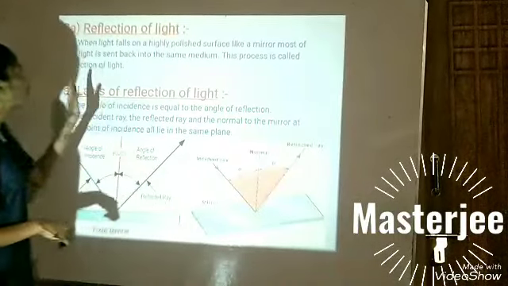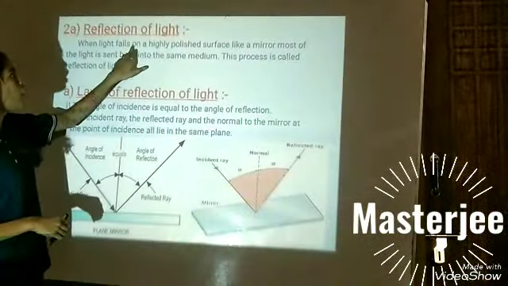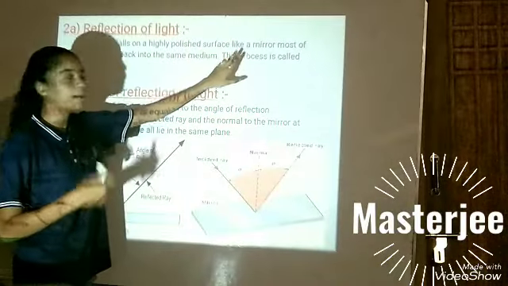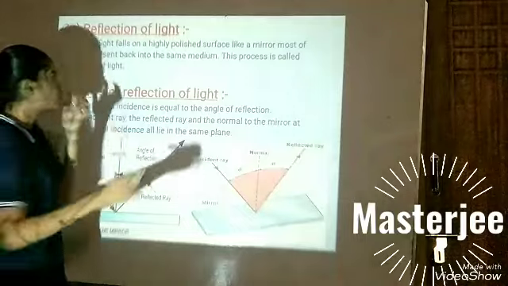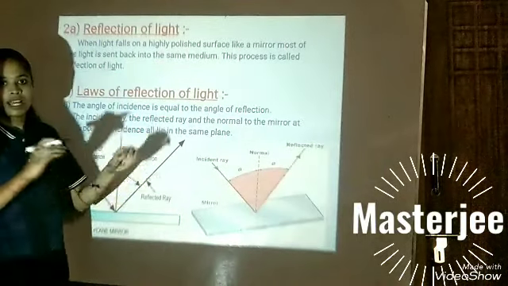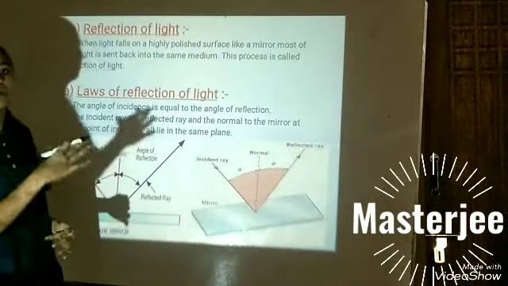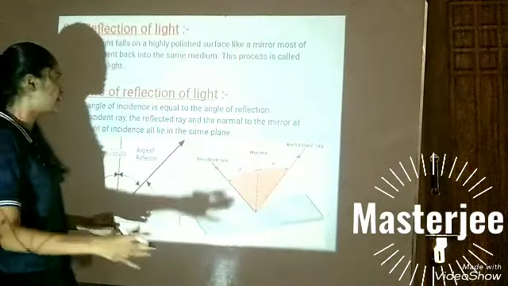Now, let's define the reflection of light. When light falls on a highly polished surface like a mirror, most of the light is sent back into the same medium. This process is called the reflection of light. Here the important point is that the light will be bouncing back into the same medium.